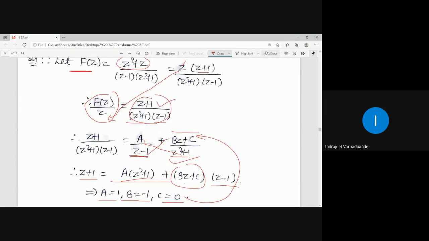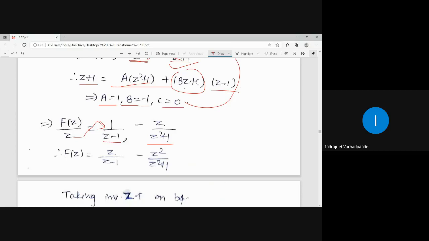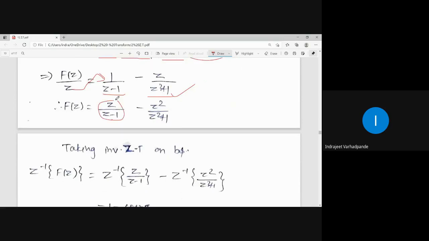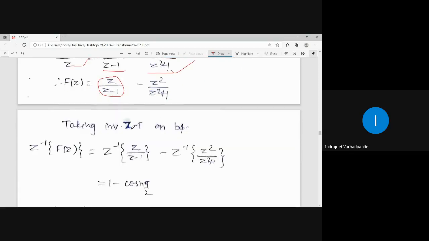In place of this, after resolving it by partial fraction, मुझे मिलता है 1 upon z minus 1 minus z upon z square plus 1. This z से क्रॉस मल्टीप्लाई कर दो, z upon z minus 1 and z square upon z square plus 1. So inverse of this is, किसका इनवर्स है ये, किसका z ट्रांसफॉर्म है, 1 का z ट्रांसफॉर्म है, z upon z minus 1. सो z inverse of z upon z minus 1 is 1, और इसका z इनवर्स अगर निकालोगे तो अभी आपने फॉर्मूले में देखा था cos n pi by 2.